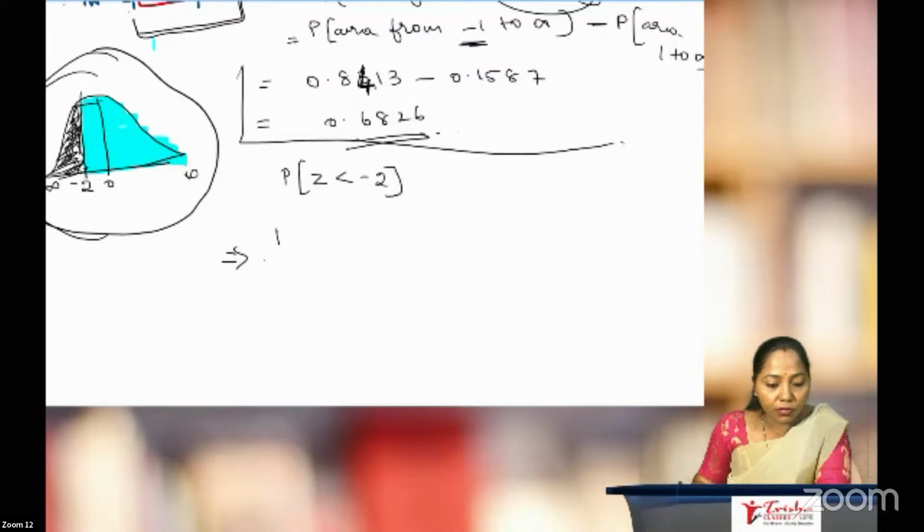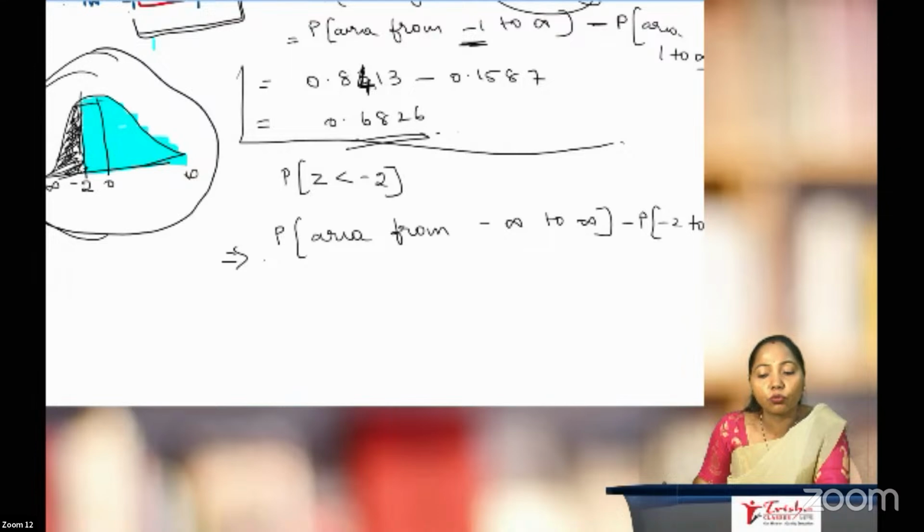So in words, if I have to write, it is probability area from the entire curve, area from minus infinity to plus infinity, minus probability area from minus 2 to infinity. So what is the total area under the curve, minus infinity to plus infinity? What is the total area under the curve? 1. Yes. 1 minus the area from minus 2 to infinity.